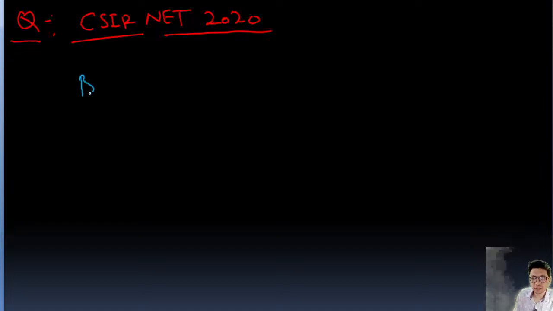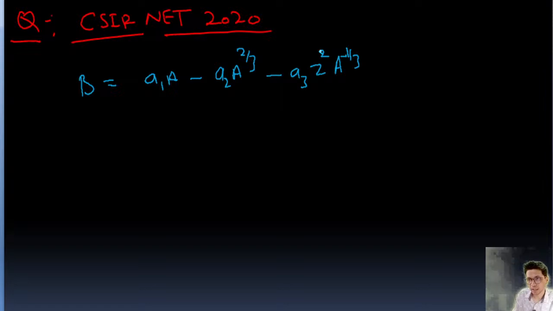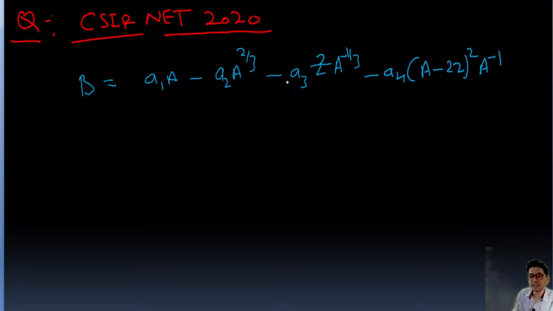So we have been given B value. Binding energy is given as A1 A minus A2 A to the power 2 by 3 minus A3 Z square A to the power minus 1 by 3, and then minus A4 (A minus 2Z) whole square A inverse. This is the binding energy we have been given, right?